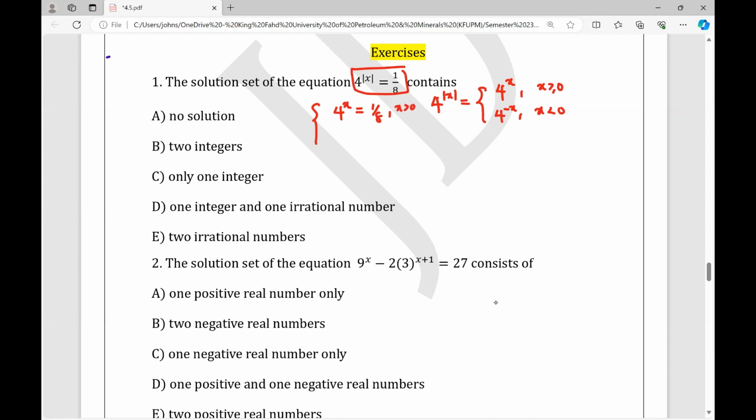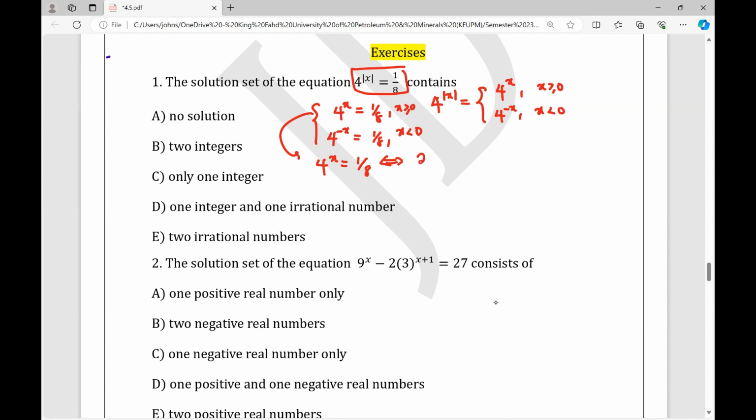We can add equals to 0. Then 4 to the power minus x equals 1 over 8 when x is less than 0. So you have two equations, and let's try to solve the two. If you take the first one, 4 to the power x equals 1 over 8, we can realize that we can write this as what?